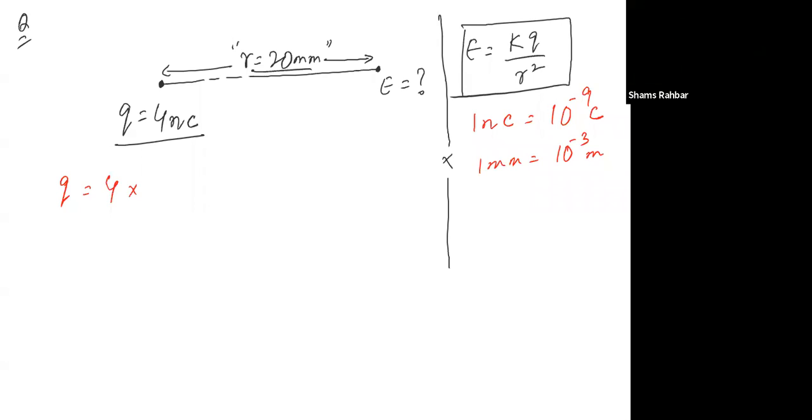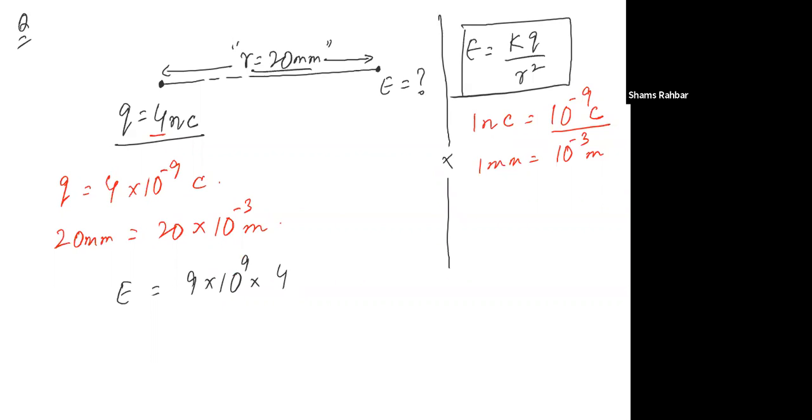4 into 10 to the power minus 9, because charge is 4 nanocoulomb. So just multiply it with 10 to the power minus 9. This is the value of charge in coulombs. And the other thing: distance is 20 millimeter, so in meters it becomes 20 into 10 to the power minus 3 meters, right? Just put these values in the formula of electric field and you will write it as 9 into 10 to the power 9 multiplied by 4 into 10 to the power minus 9 divided by 20 into 10 to the power minus 3 the whole square, right?